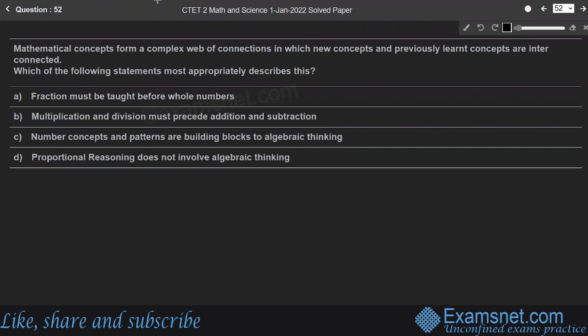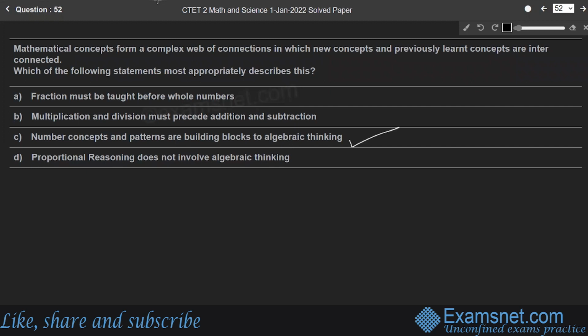Question number 52. Mathematical concepts form a complex web of connections in which new concepts and previously learned concepts are interconnected. Which of the following statements most appropriately describes this? A: Fraction must be taught before whole numbers. B: Multiplication and division must precede addition and subtraction. C: Number concepts and patterns are building blocks to algebraic thinking. D: Proportional reasoning does not involve algebraic thinking.